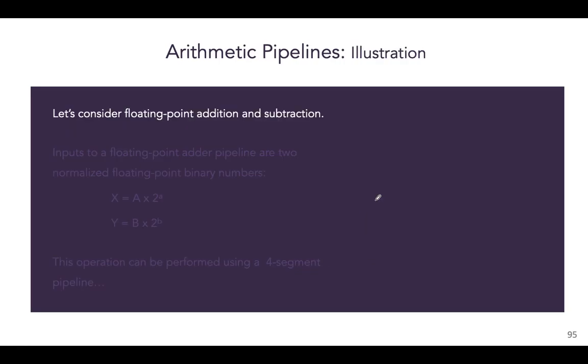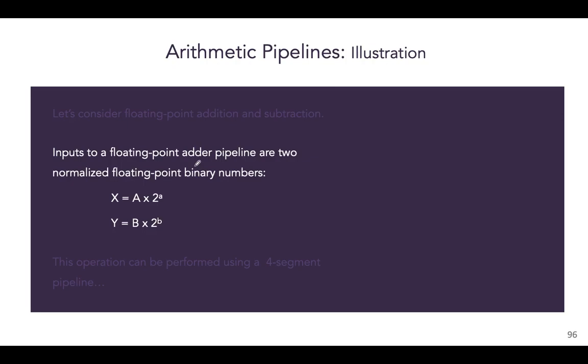Alright, let's take an example. Let's try to understand arithmetic pipelines using an illustration. So let's consider floating point addition and subtraction, right? This is a problem that requires several steps, as you've already seen how floating point arithmetic is performed. So let's see how that can be done using a pipeline. If we consider floating point addition, you will recall that floating point addition requires binary numbers in this form, normalized floating point binary numbers, right?